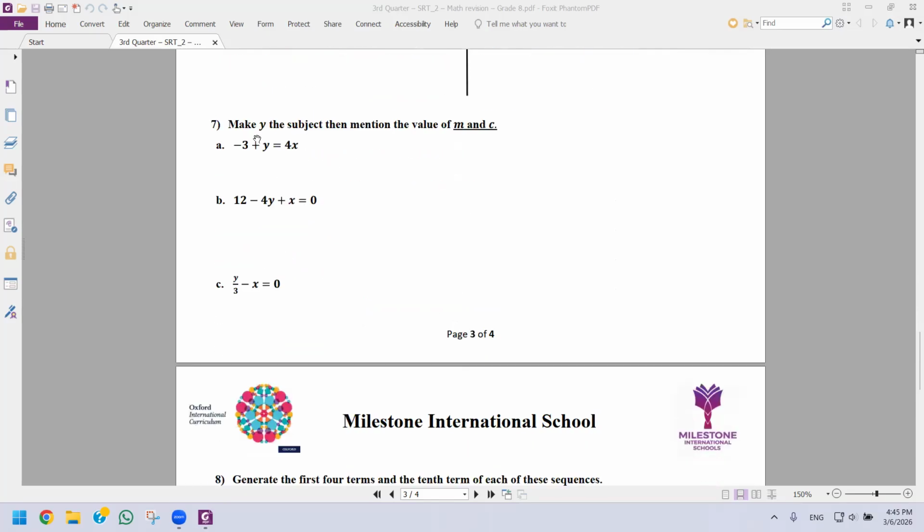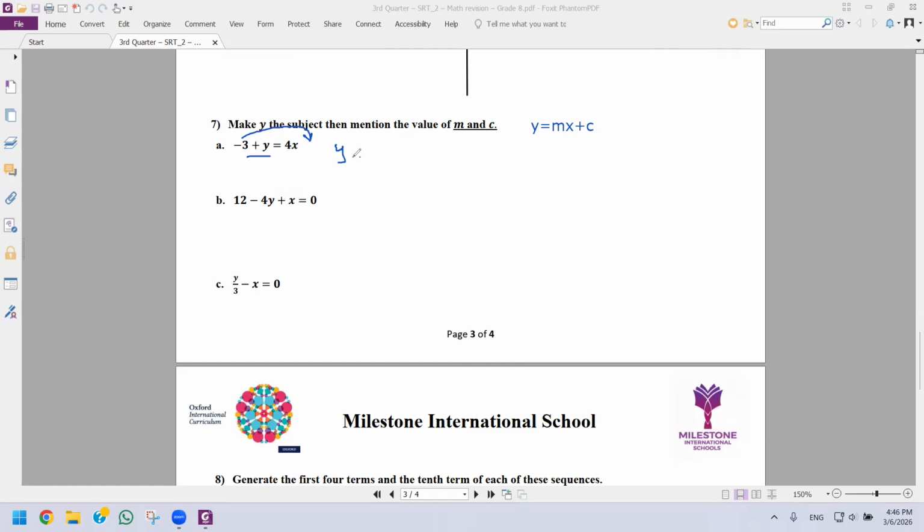Next question, it says make y the subject, then mention the value of m and c. Again, we said the general equation of a straight line is y equals mx plus c. So when you rearrange the formula to make y the subject, you need to keep x first and then c. So we can know what is m and what is the c value. First here I have y. I need to make it the subject. So what do I do? I will take minus 3 to the other side. You know, when I take something from one side to another, what should I do? I should change the sign of it.